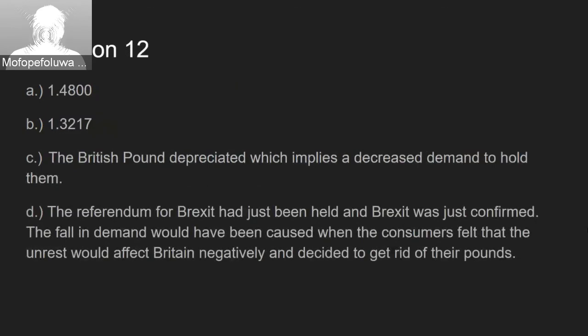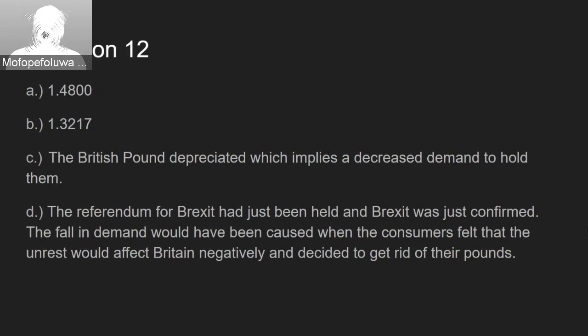And then for question 12, as of the 23rd of June 2016, the exchange rate of $1 to a pound was $1.48. That's 1.4800. And then for part B, on the 27th of the same June 2016, the exchange rate of $1 to £1 was 1.3217. So that is $1.32 approximately.